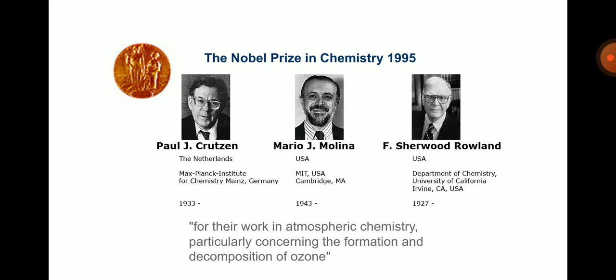Very interesting information here. The Nobel Prize in Chemistry for the year 1995 was shared by Paul J. Crutzen, Mario Molina and Sherwood Rowland for their work in atmospheric chemistry, particularly concerning the formation and decomposition of ozone.